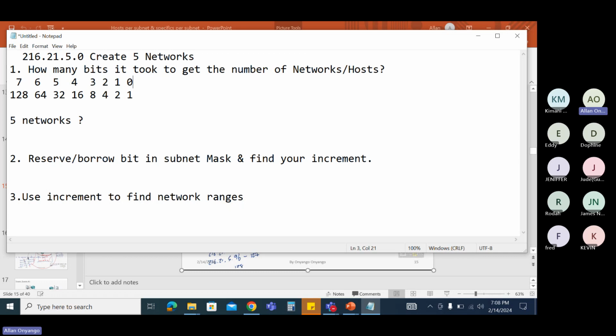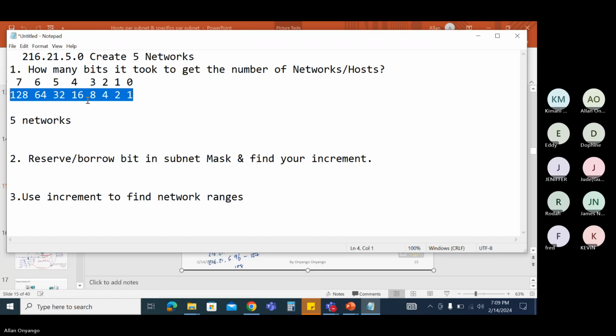Okay? So if you need to create 5 networks, this is what you do. You see our numbers here? These are our magic numbers. So my question is, where can we find 5? The numbers are highlighted. Between which number and which number? Where do we find 5, guys? Between 4 and 8, isn't it?